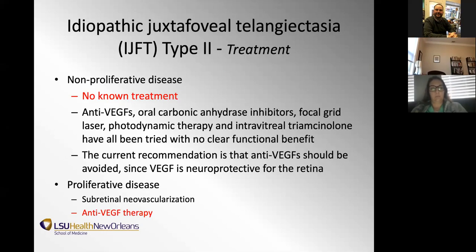There is no known treatment. Anti-VEGFs, oral carbonic anhydrase inhibitors, laser treatment, PDT, and steroids have all been tried, but no clear functional benefit has been seen. So you don't really treat with anti-VEGFs because VEGF is neuroprotective for the retina, unless you see proliferative disease, in which case you would treat with anti-VEGF therapy.